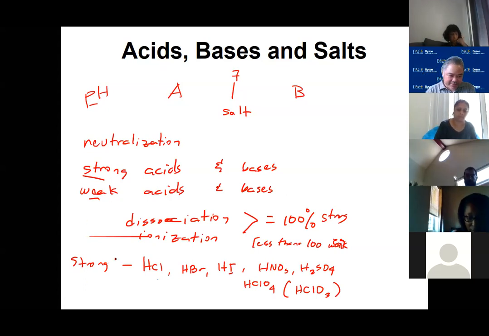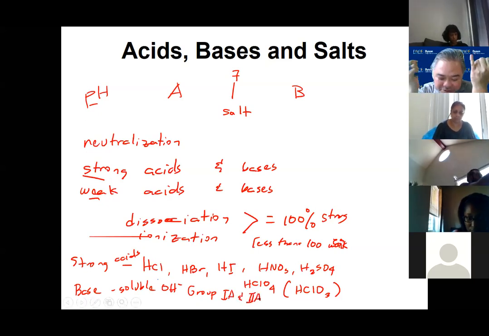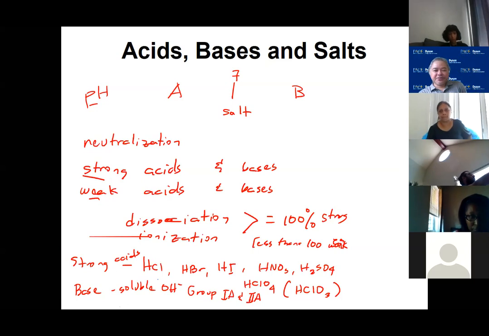Now for the bases, they are the soluble hydroxides of group 1A and 2A. So there's sodium hydroxide, potassium hydroxide, lithium hydroxide, and I think calcium hydroxide if it's soluble. The rest are, we could say, weak. So that's the thing I can tell about acids, bases, and salts. Salt is the product of a neutralization reaction.